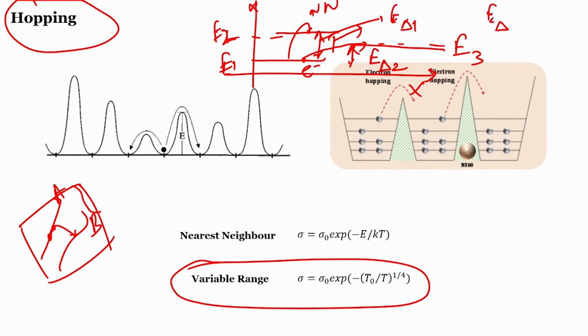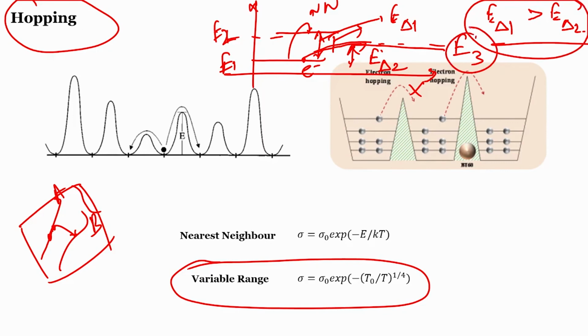So E delta 1 is greater than E delta 2. So even if they are spatially located at different instances, the electron, because of its low energy state for this particular level, can jump. I am saying it can jump because again there is a probability associated with that. It can jump from this state to this state. Such a jump when made is called variable range hopping.